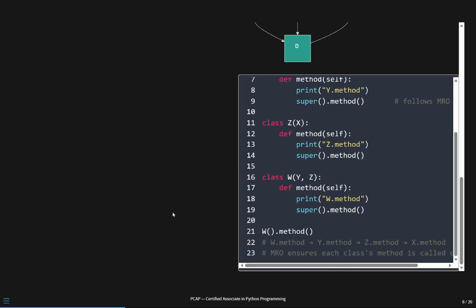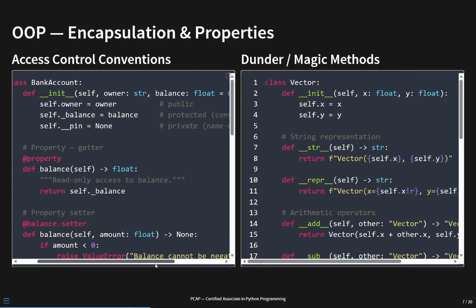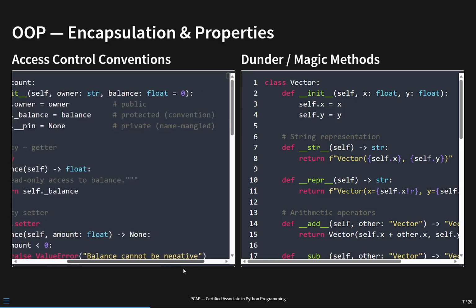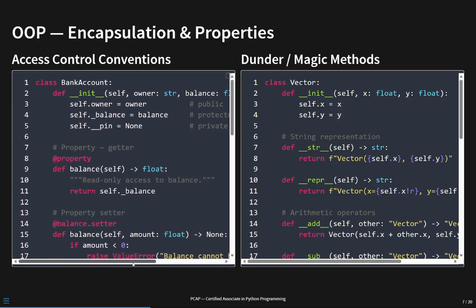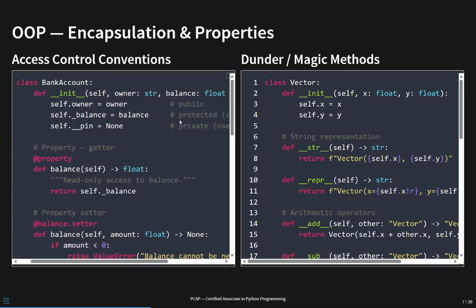Next, encapsulation is the practice of controlling access to an object's internal state. Python doesn't enforce access control at the language level. Instead, it uses naming conventions. A single leading underscore, _balance, signals protected. It's a convention meaning intended for internal use. Use it outside the class if you must, but you're on your own.